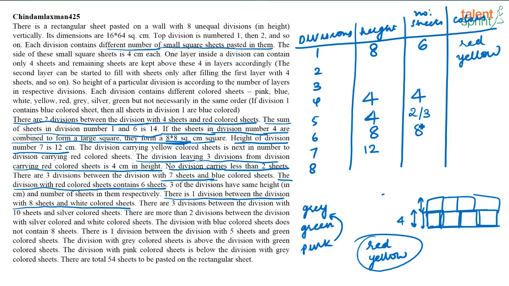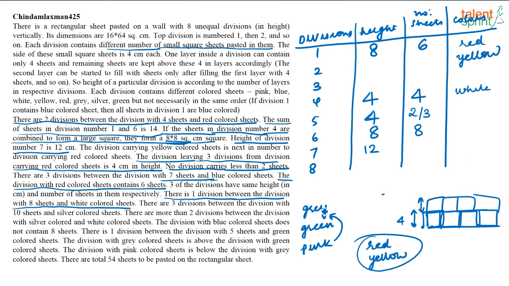So this is the one which has 8 sheets. So which should be white? Either this has to be white or this has to be white. Now we have to freeze which is white. Okay, so let us first assume this is white. If this is white, then next what are they saying?